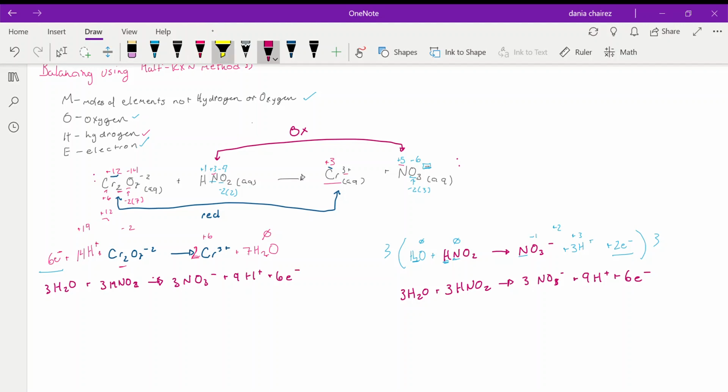So then essentially you're going to have your like terms cancel, so your 6 electrons are going to cancel because they're on opposite sides of the equation. And then, so we have 14 H's here and 9 H's here.